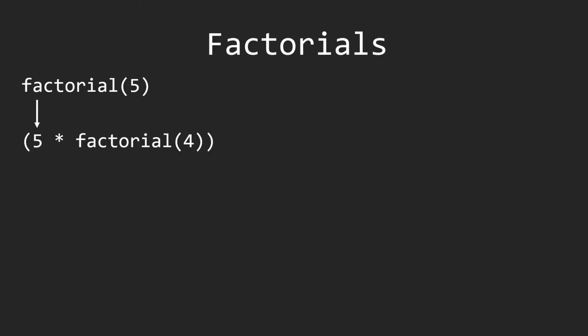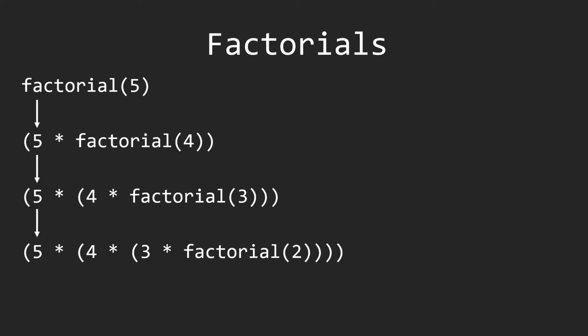Now you have to ask yourself, what is the factorial of 4? We define factorial of 4 to be 4 times the factorial of 4 minus 1, which is 3. Next we have the factorial of 3. We don't know the factorial of 3, so we ask, what is it? Well, the factorial of 3 is defined as 3 times the factorial of 3 minus 1, which is 2. The same thing applies for 2. That's 2 times the factorial of 2 minus 1, which is factorial of 1.